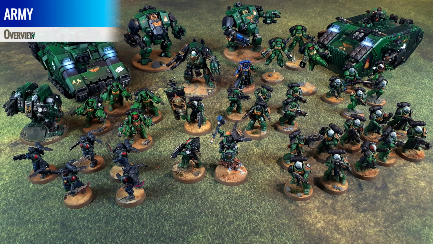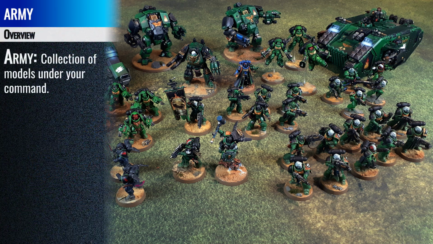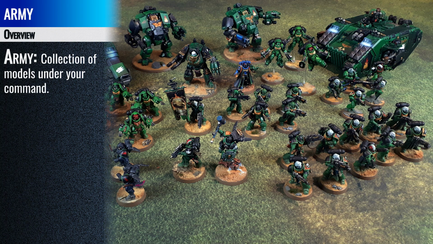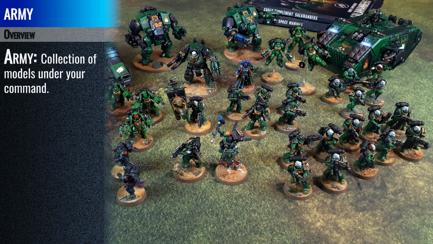In the simplest terms, an army is a collection of miniatures under your command. In this series, many of the examples will feature my Space Marine chapter, the Firekeepers, which are successors of the Salamanders chapter. For the sake of simplicity, I will be treating them as a Salamanders army. The special rules for an army can be found inside of the publications tied to them. A Salamanders army makes use of the Space Marines Codex and the Salamanders supplement.